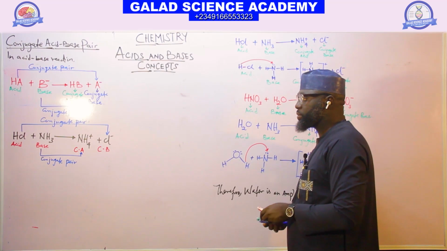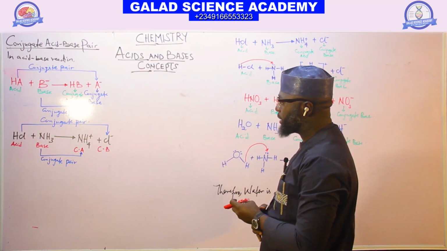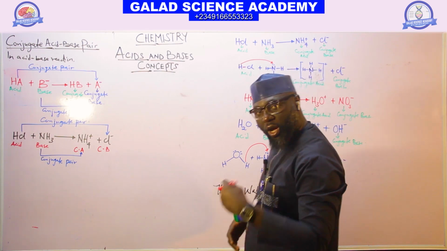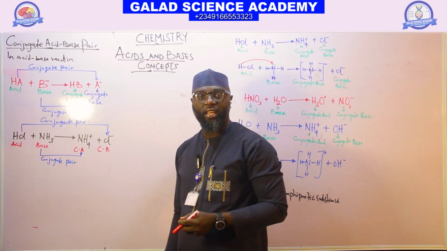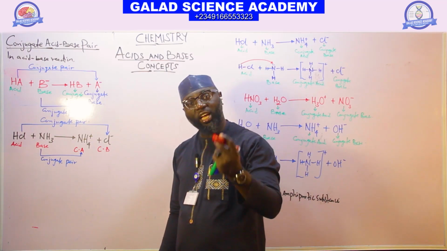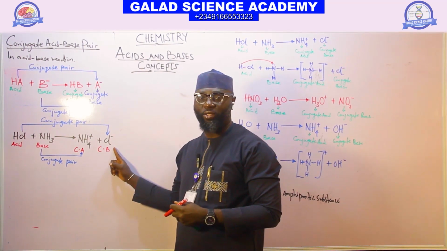Let us look at another reaction. You may ask, what is the conjugate of HCl? The conjugate pair of HCl is chloride, Cl minus.